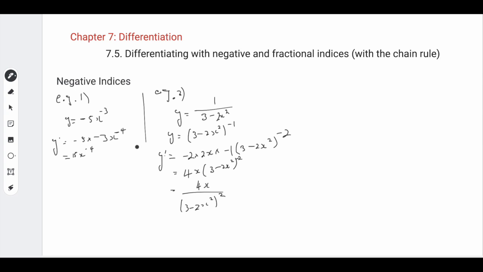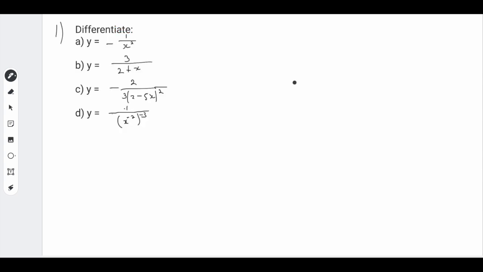So by recognizing that this is actually something we're really familiar with, it's really going to help us. Once we're familiar with this, and once we expose ourselves to these kinds of questions multiple times, we can really easily manipulate this into a form that we're familiar with, and then just use the chain rule or some other technique to get the answer. So now I'd like you to have a go at these 4 questions, which will test how comfortable you are with differentiating with these negative indices.